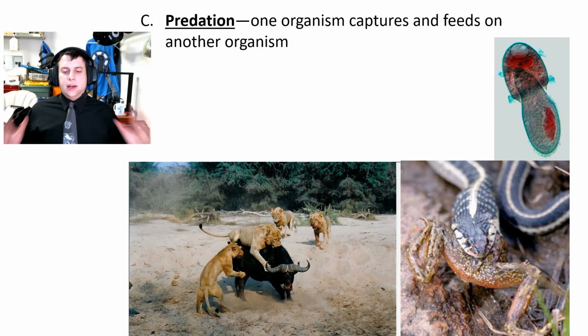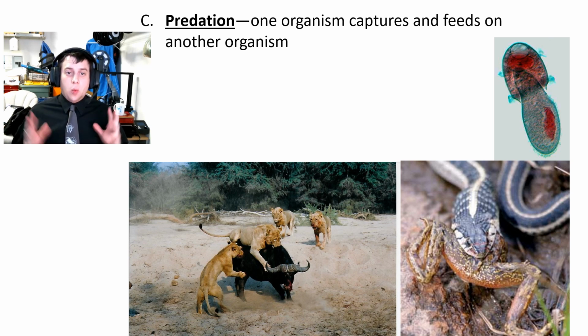All right, here's another interaction. Predation. All right, so we already talked about carnivores. That is when one organism captures and feeds on another. And you've got the very dramatic examples that I have down in the bottom right there. Those are a snake eating a frog, swallowing it head first, or a pack of lions trying to take down a Cape buffalo.